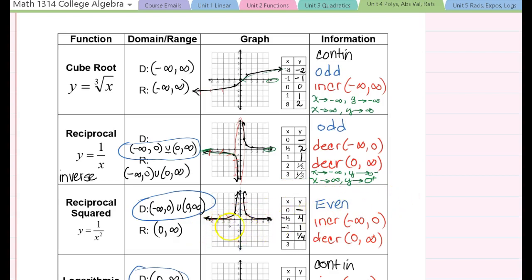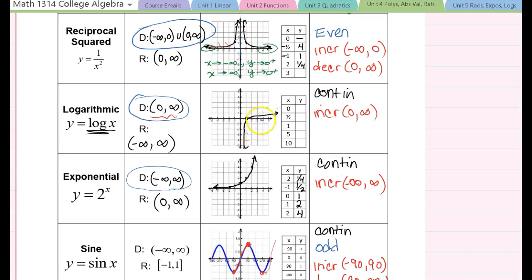So let's take a look at this one over here. We can see as x goes to negative infinity, our y values are going to 0, and they're going from above. And as x goes to positive infinity, our y values are going to 0 also from above. So we can see that right here.